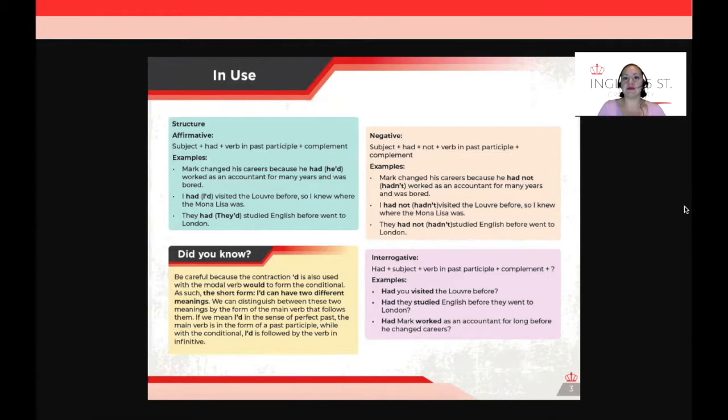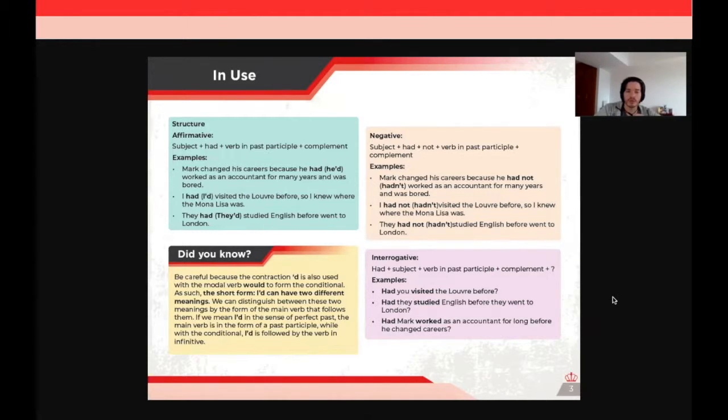Jesus, the negative form, please. Sure. Okay, the negative form would be subject plus had plus not plus verb in past participle, and finally the complement. The examples: first, Mark changed his career because he had not or hadn't worked as an accountant for many years and was bored. The second one would be I had not or hadn't visited the Louvre before, so I knew where the Mona Lisa was.